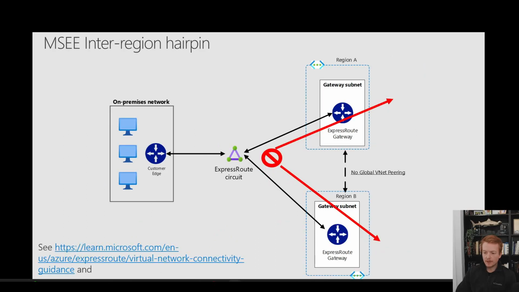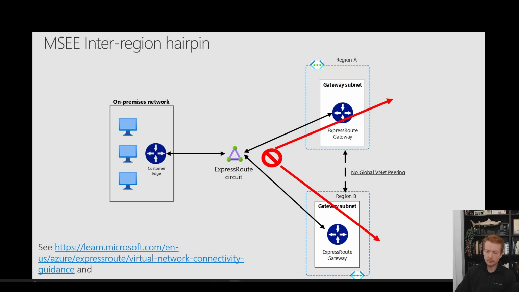Okay, let's talk about a different topic now, which is circuit hairpinning. And this is one which a lot of customers are perhaps not aware of, and that is if you connect multiple gateways to the same circuit, then they will redistribute the routes, not only to on-prem, but to the other gateway. So in this diagram here, region B knows about region A via the circuit. And whilst that's technically functional, we strongly recommend you do not use that path for inter-region traffic. And there's a few reasons for that.